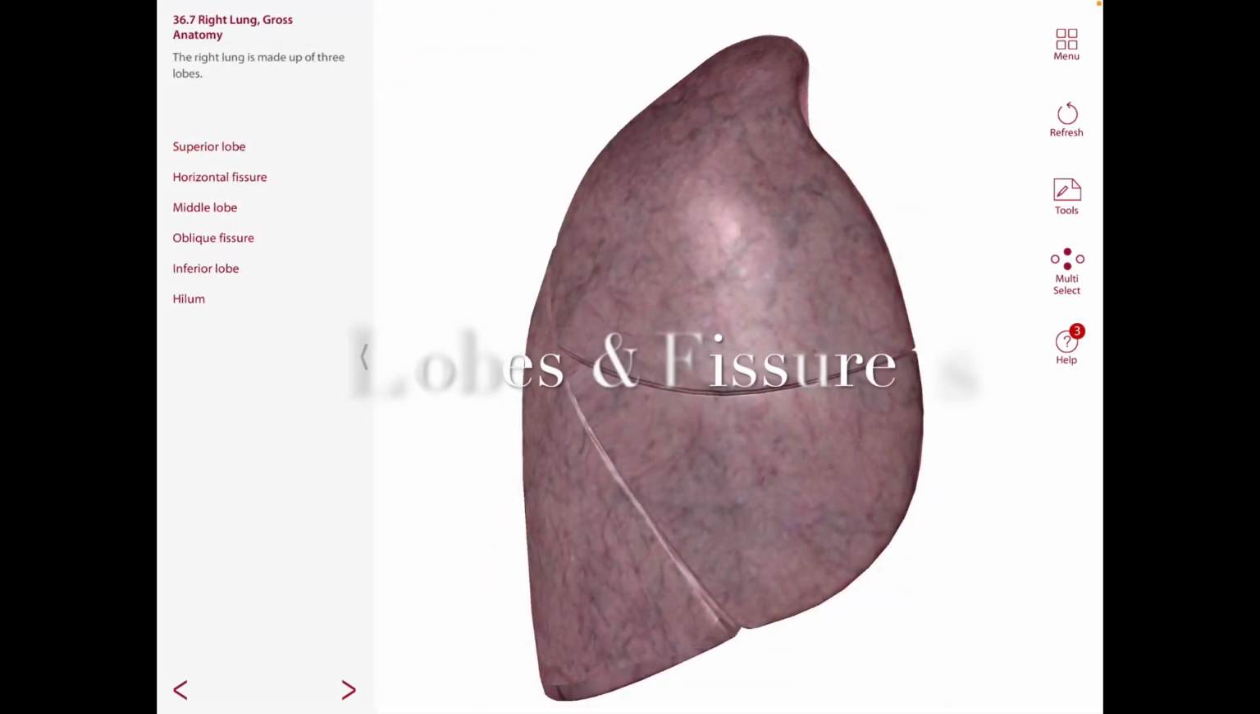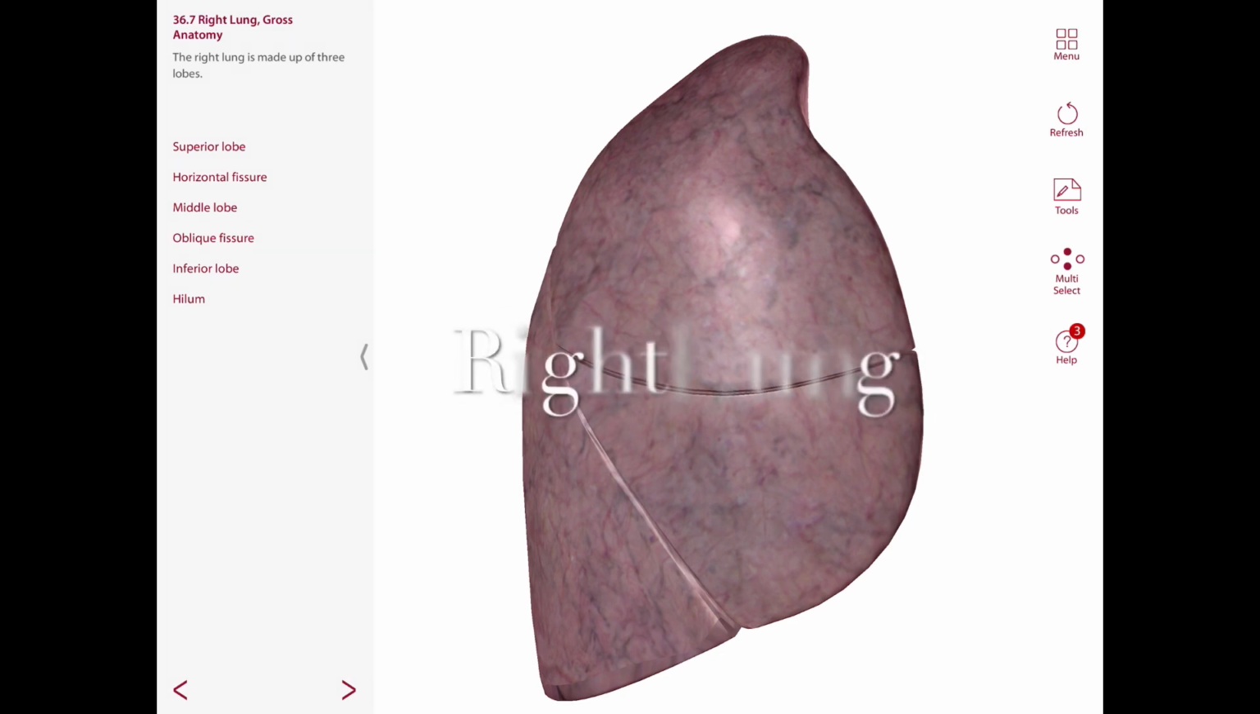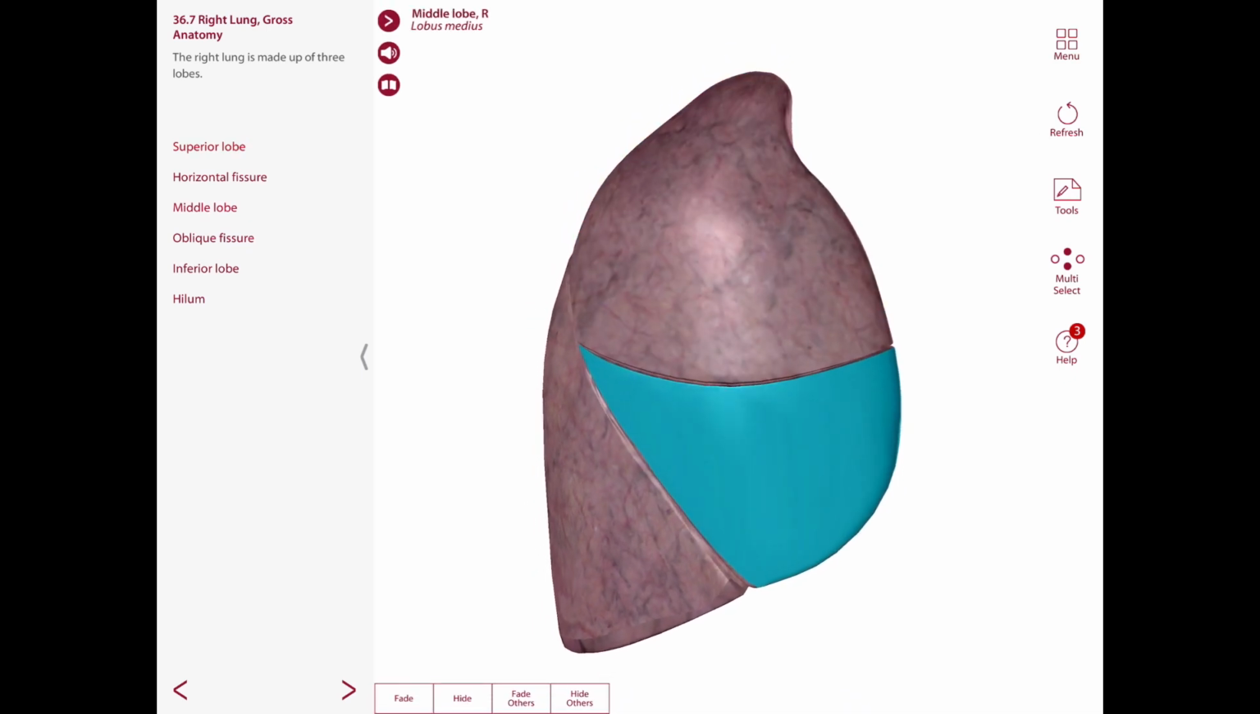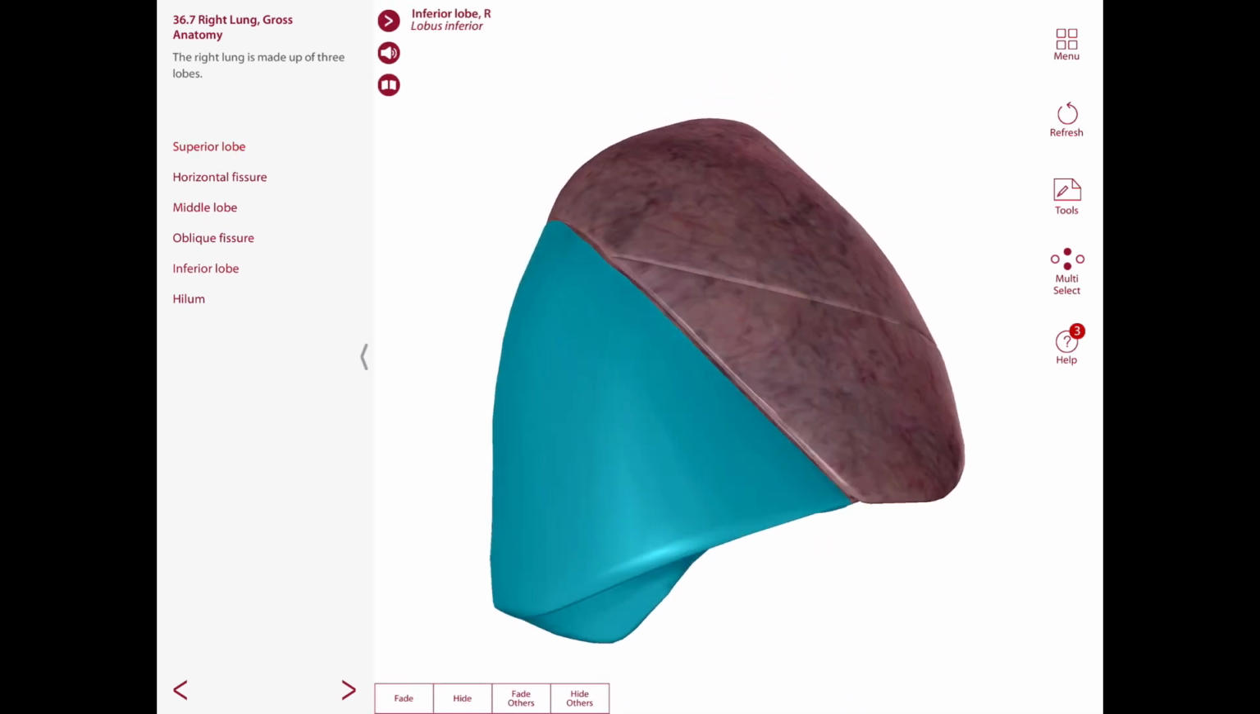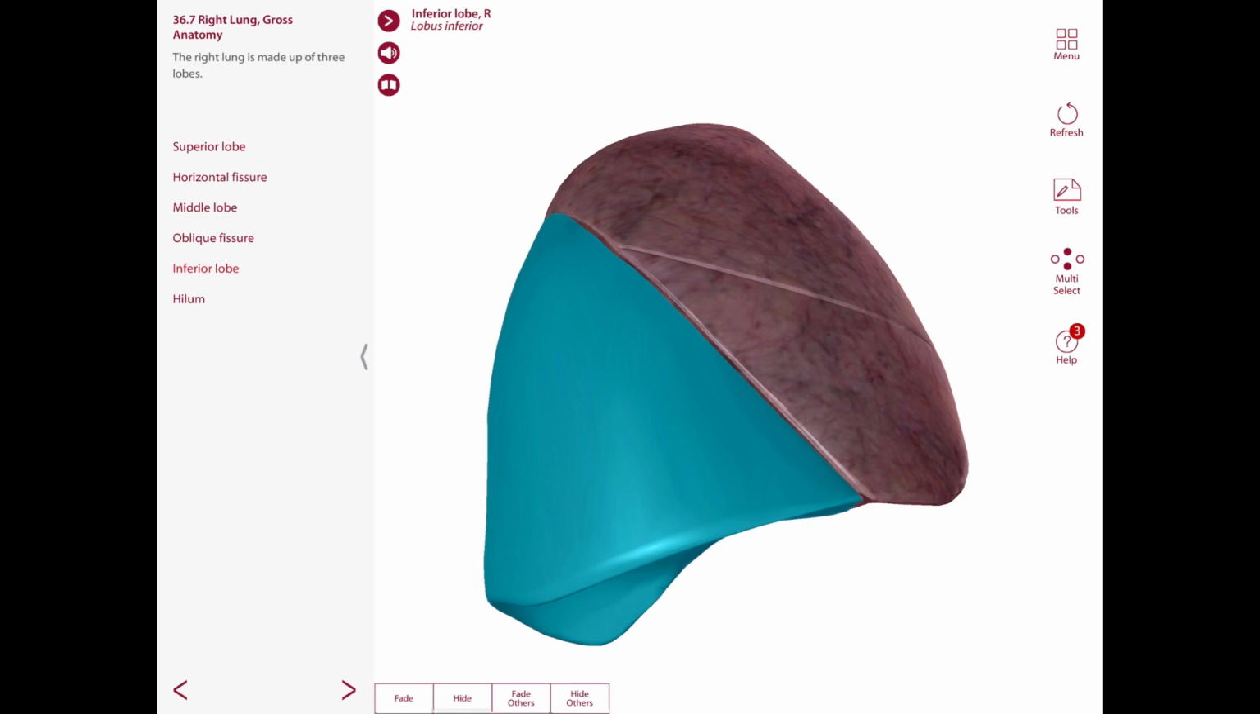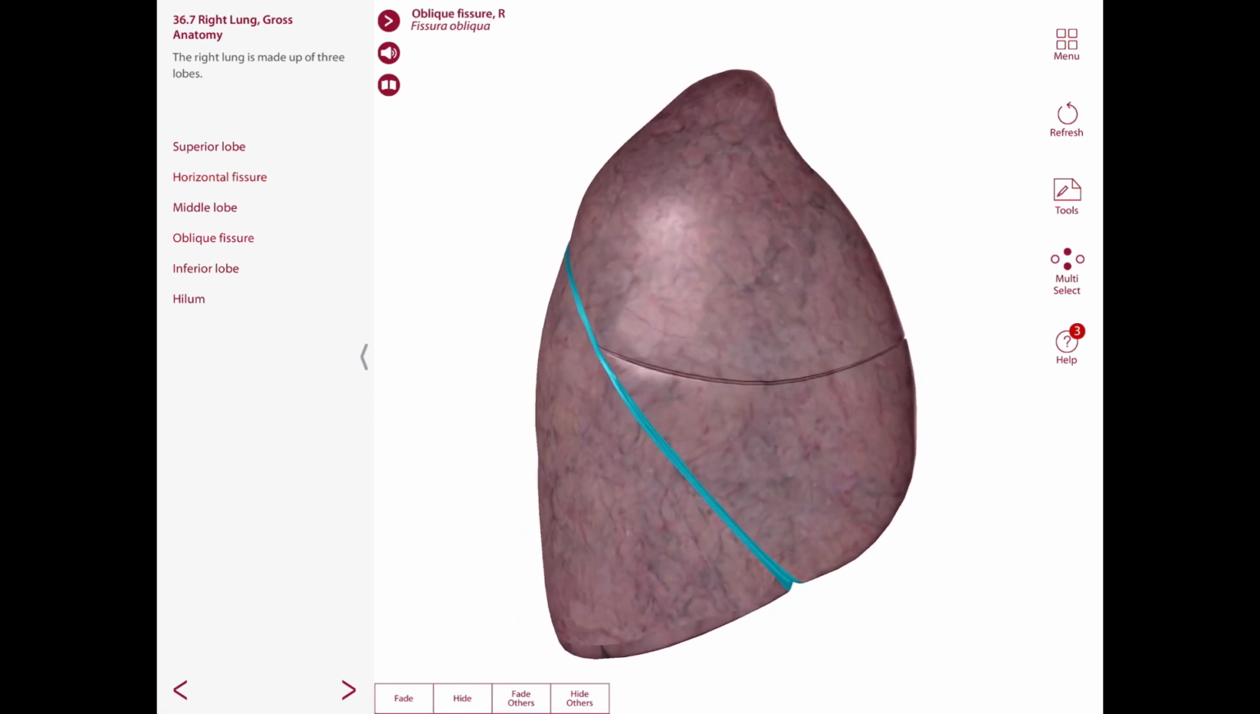Now we're going to start with the lobes and fissures of the lungs. The right lung, which is the one you're seeing right here, is slightly larger than the left lung. And the right lung is divided into 3 lobes. It's going to have a superior lobe, a middle lobe, and an inferior lobe. And this is divided by 2 fissures. We have a horizontal fissure and an oblique fissure.